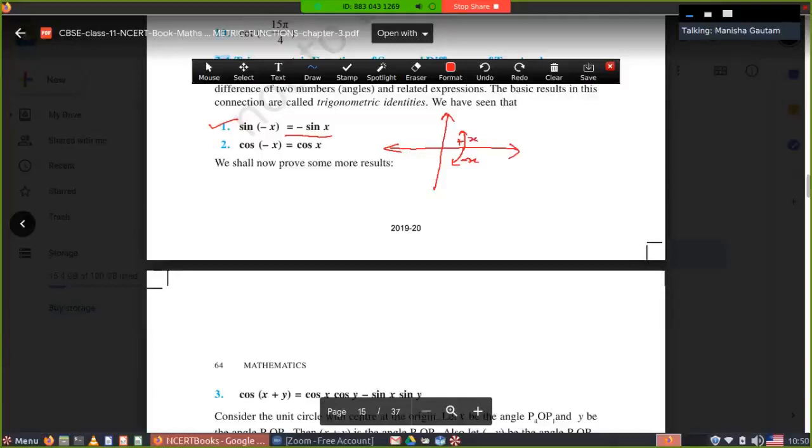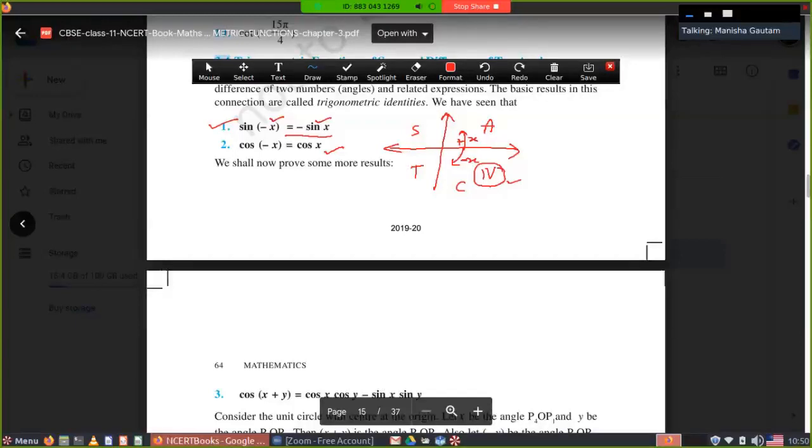Here it is minus x, which means the angle is lying in the fourth quadrant. In the fourth quadrant, as you know, only cos and secant are positive, and the others are negative. So the sign will be negative. Sine of minus x will be equal to minus sine x, and cos of minus x is equal to cos x, because in the fourth quadrant cos is always positive.